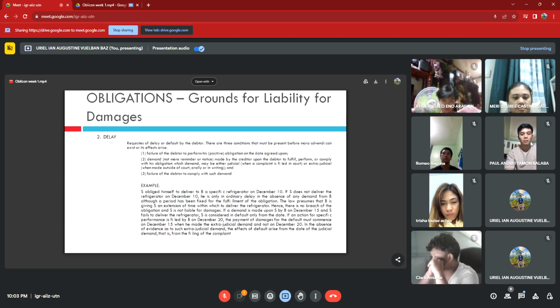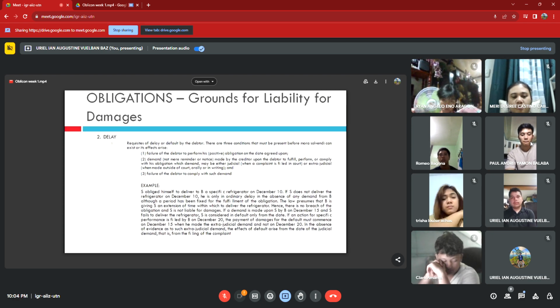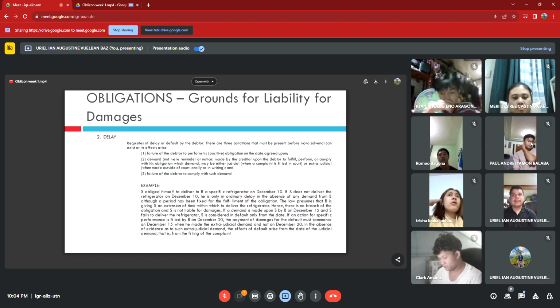If a demand is made upon S by B on December 15 and S fails to deliver the refrigerator, S is considered in default only from that date. If an action for specific performance is filed by B on December 20, the payment of damages for the default must commence on December 15 when he made that extrajudicial demand and not on December 20. So in the absence of evidence as to such extrajudicial demand, the effects of default arise from the date of the judicial demand, that is, from the filing of the case against the obligor debtor.